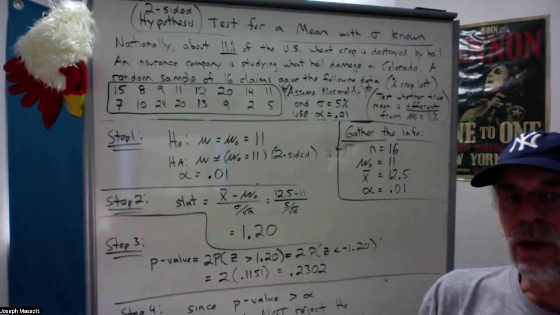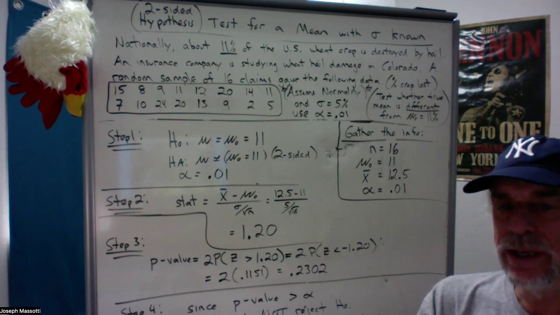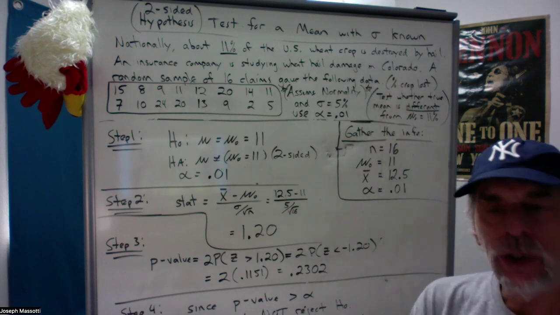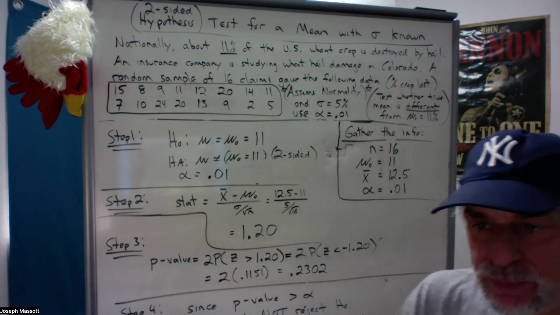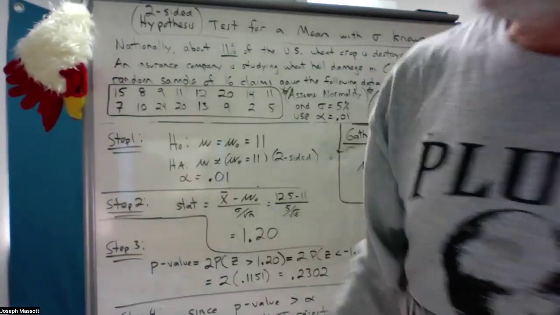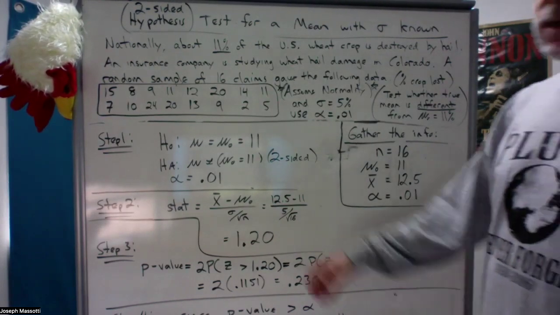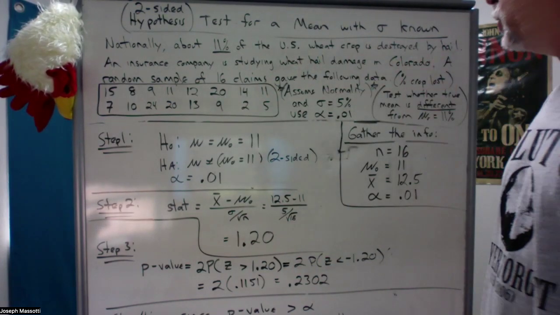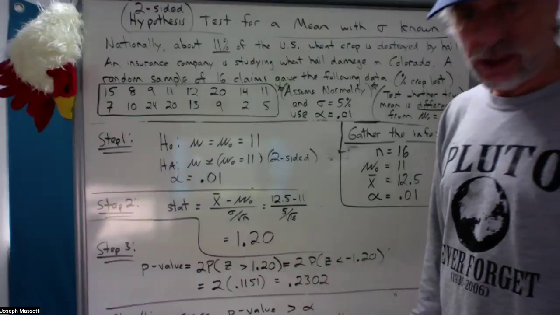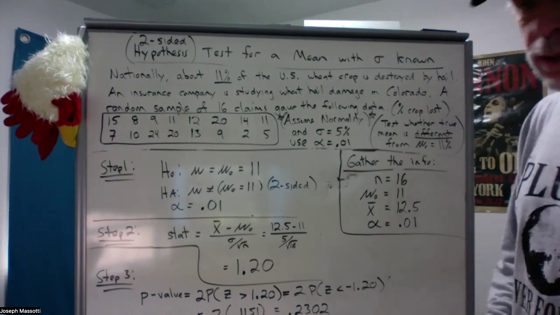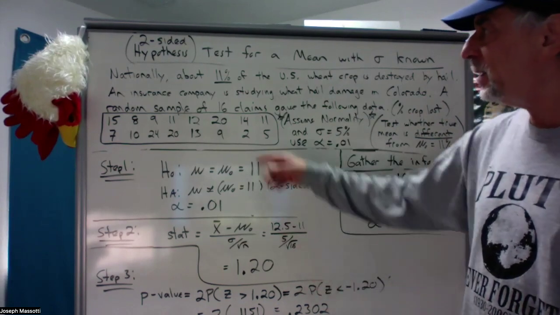Okay, another example of a hypothesis test. We haven't done a two-sided hypothesis test yet, so this is an example of a two-sided hypothesis test for a mean with a known population standard deviation. In this situation, we're looking at wheat crop damage by hail, and it doesn't matter what the situation is; all we are concerned with are the numbers that will allow us to perform the hypothesis test.